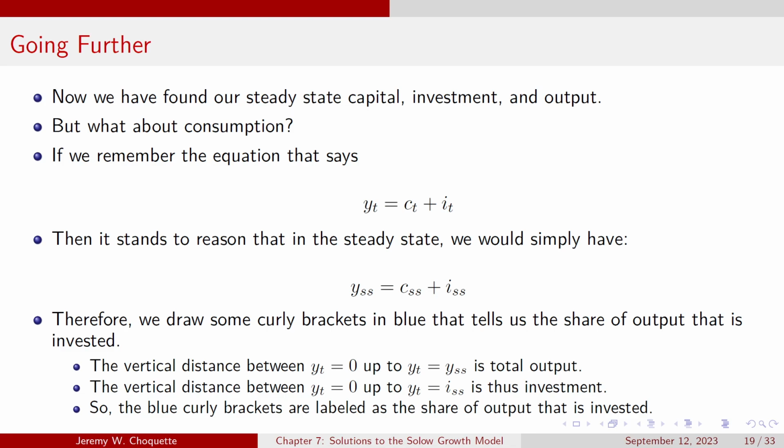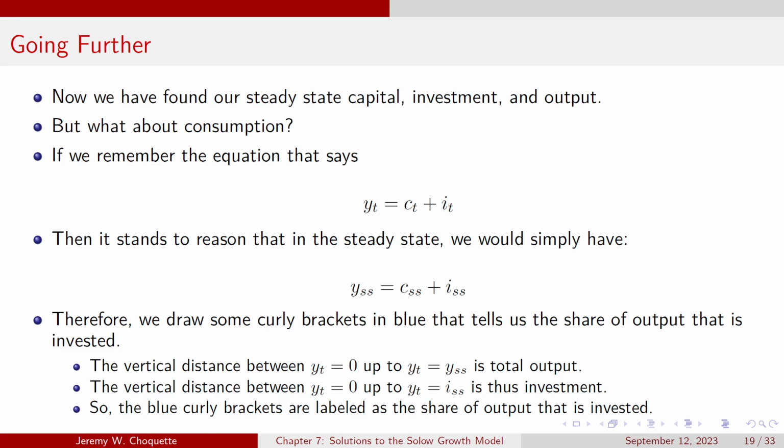What about consumption? Well, this is where we have to go back to our resource constraint, Y equals C plus I. We've got Y, and we've got I, so all we need is C. And, of course, the resource constraint in the steady state is just Y_SS equals C_SS plus I_SS. So I'm going to draw some curly brackets. It's going to tell me the share of output that is invested, and it's going to be the vertical distance between Y_t equals 0 and Y_t equals I_SS.